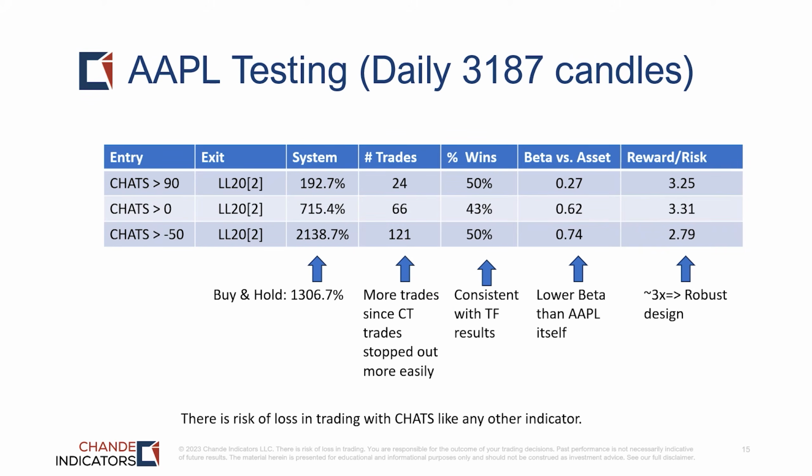So this complicated slide summarizes the results of our testing. We had a standard trend following exit coupled to entry levels of +90, +0, and -50. You see that the buy and hold return benchmark was about 1300%. As the system became more selective, our returns decreased. The number of trades also decreased, but the percentage of wins was about the same. The beta also decreased because the time in market decreased substantially, but the risk reward was quite stable around 3x, which says that this is a robust trend following system.